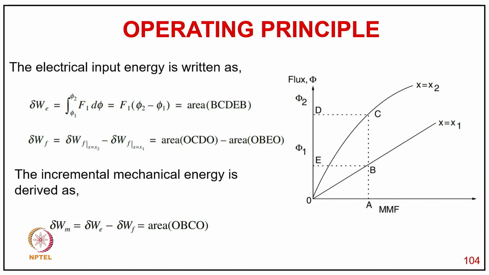So you can say the electrical input energy is written as delta We equal to integration from phi 1 to phi 2 of F1 d phi, or F1 into (phi 2 minus phi 1), area BCDEF in the diagram. And delta Wf is delta Wf at X equal to X2 minus delta Wf at X equal to X1, that is area OCDO minus area OBEO in the two diagrams. In the diagram, the incremental mechanical energy delta Wm equal to delta We minus delta Wf, that is area OBCO.